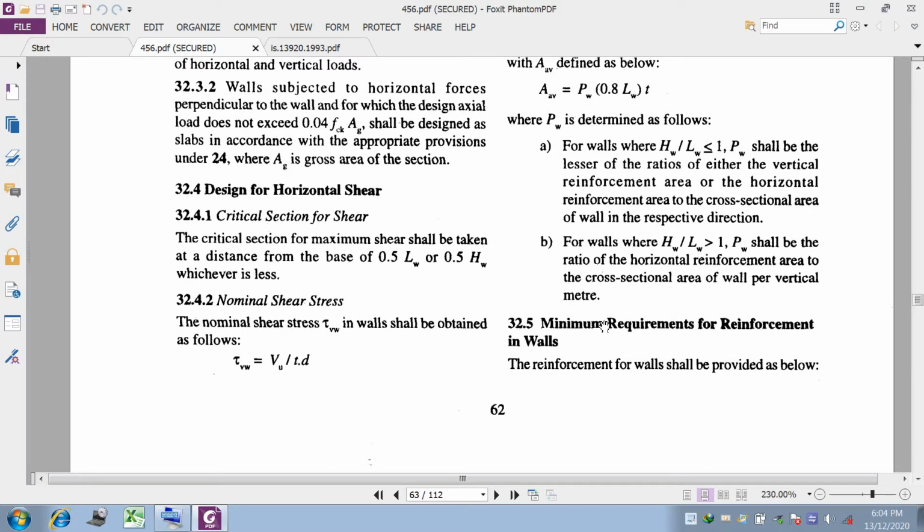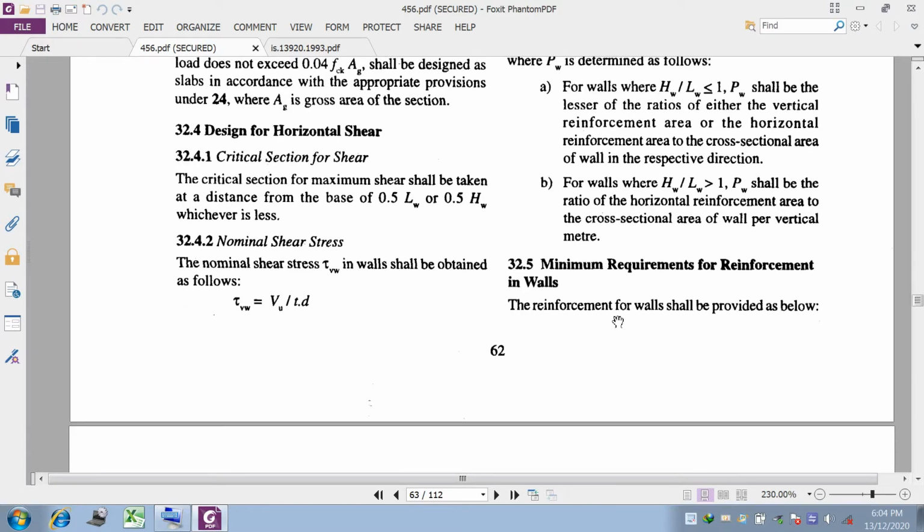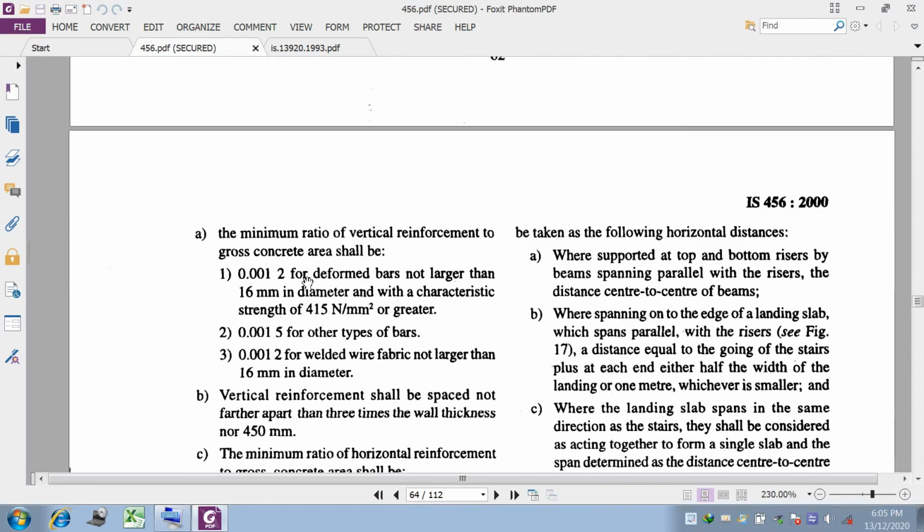Then next is the minimum requirement of reinforcement in the wall. The minimum reinforcement of the wall shall be provided as below. The first criteria is the minimum ratio of the vertical reinforcement to the gross concrete area shall be 0.0012 for deformed bars not larger than 16 mm in diameter with the characteristic strength of 415.